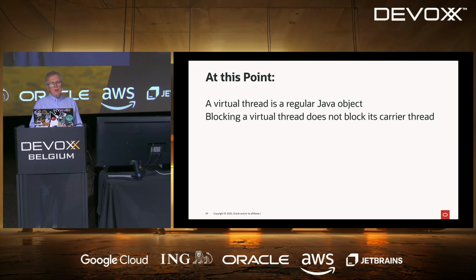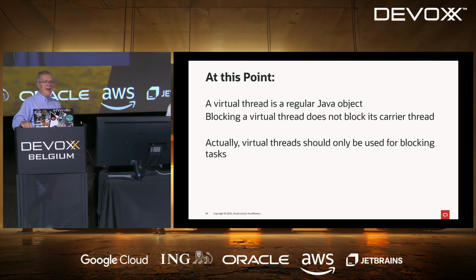So now we have this virtual thread object, which is an instance of the virtual thread class, and which is a regular Java object. It's just like any Java object. It's just like creating an array list. You can have as many array lists as you want. You can have as many virtual threads as you want. And blocking a virtual thread does not block its carrier thread anymore, even with the synchronized block, which is the issue that was fixed.